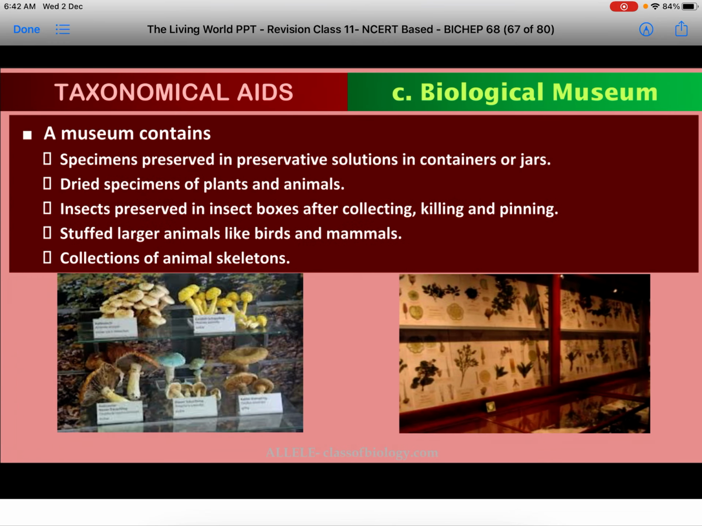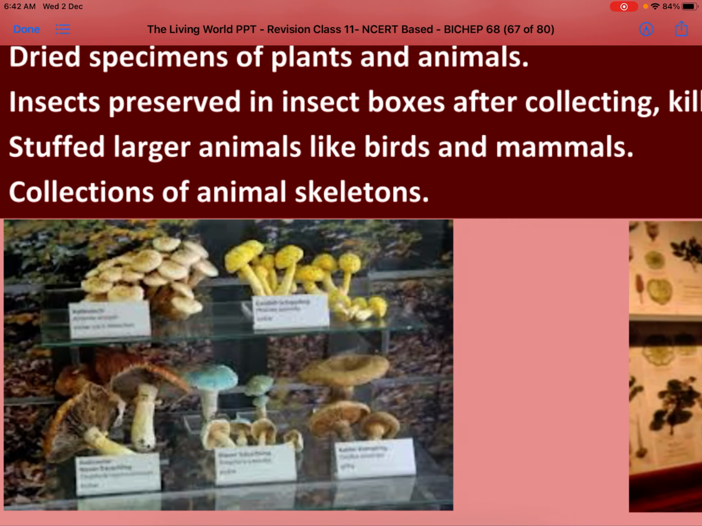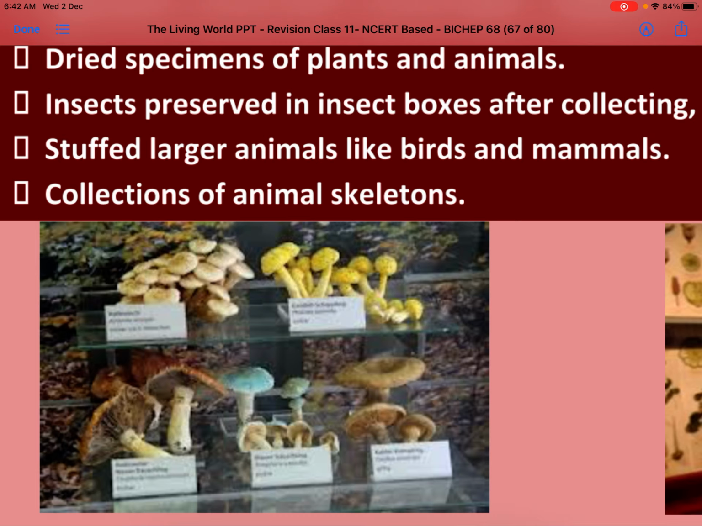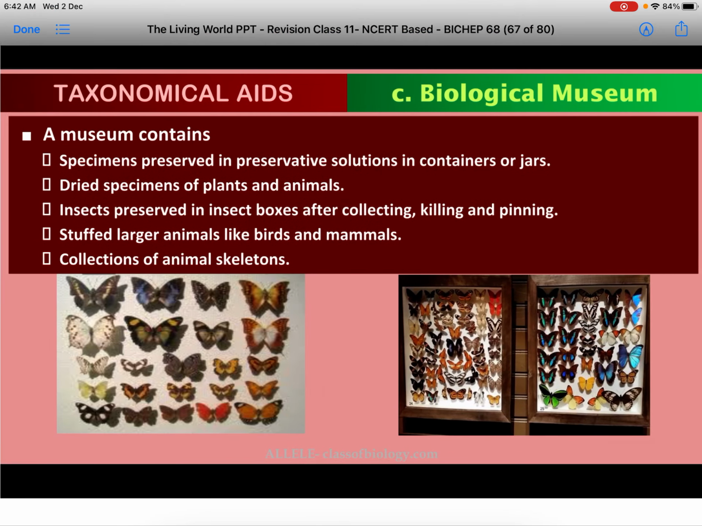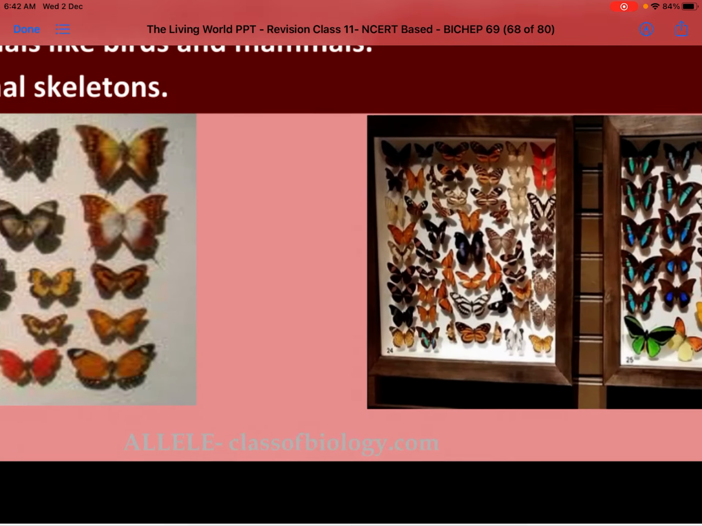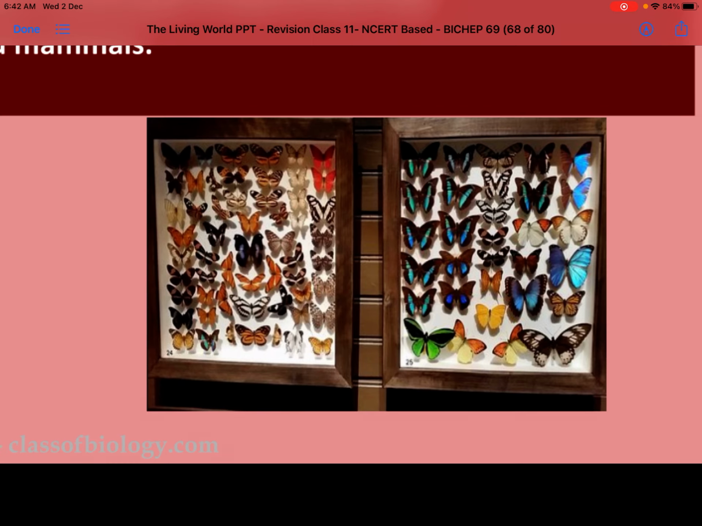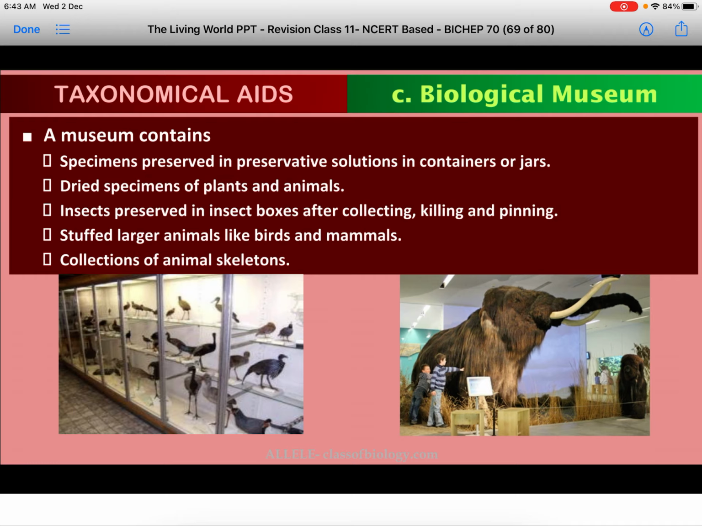This is another example of the specimens which are kept in the museum, if you see. These are the varieties of methods. This is an insect box, right? Varieties of insects are kept in an insect box. If you see the different kinds of insect boxes here. So, this way preservation is done in a museum.